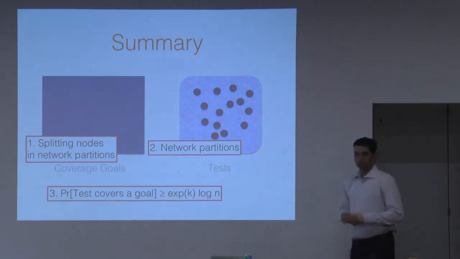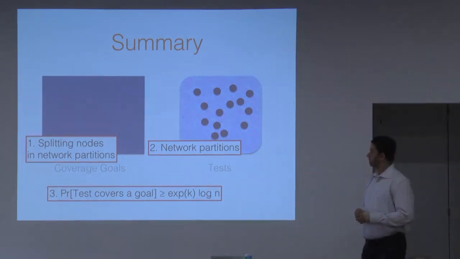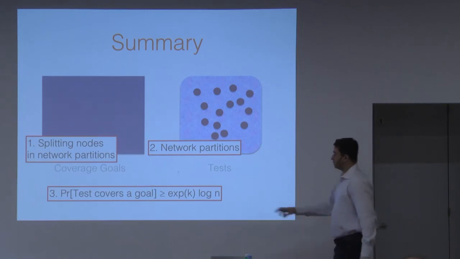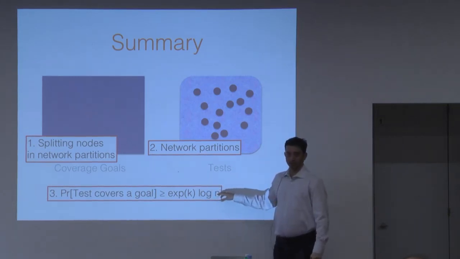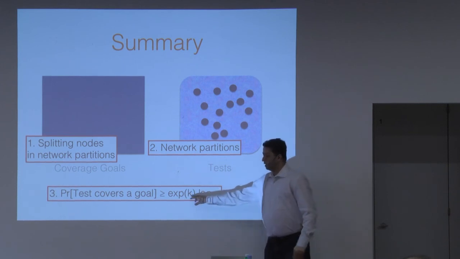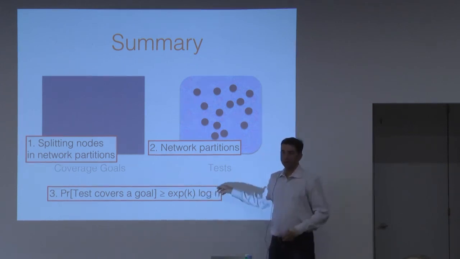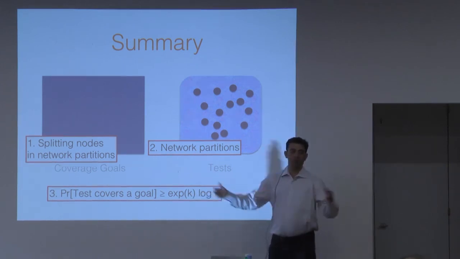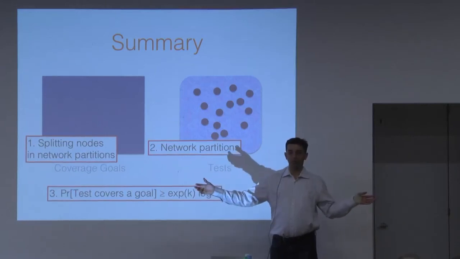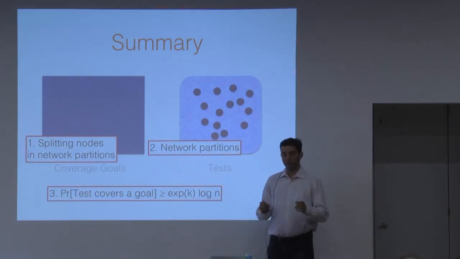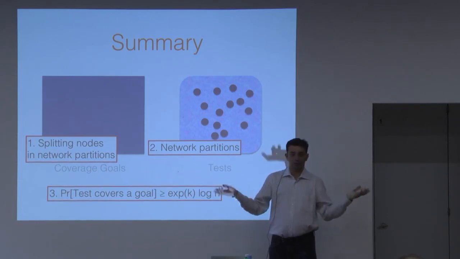One was splitting nodes in network partitions. The tests were network partitions, and we showed that you can find a bound on this probability, which is exponential in k, but logarithmic in n. And empirically, k is usually very small, n is quite big, right? In a distributed system, n is the total number of nodes, and we can find a lot of bugs in these programs with small 2, 3, or 4 partitions.